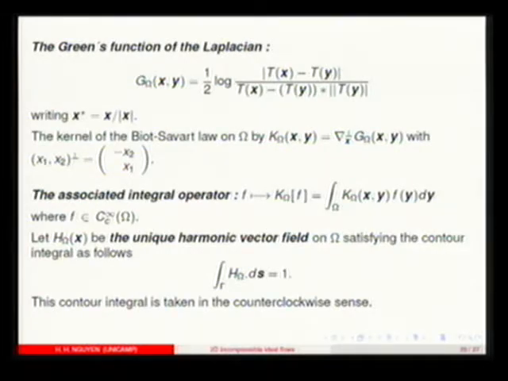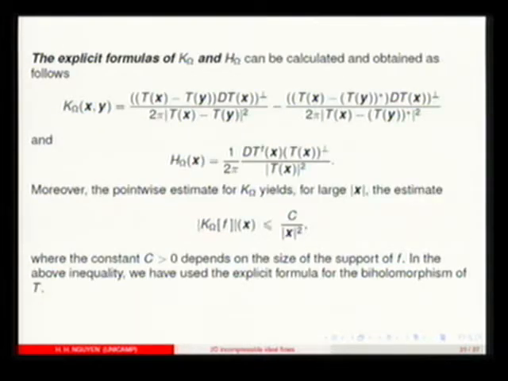Here, I introduced the Green function of the Laplacian, and K omega is the kernel of the Biot-Savart law, and H omega is the unique harmonic vector field satisfying the contour integral as follows. Actually, we can write explicitly the formulas for K omega and H omega like this, which depend on their transformation T.